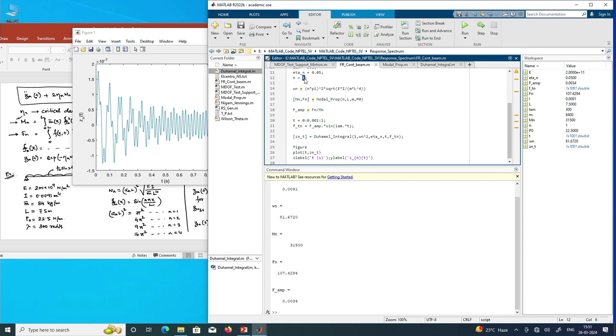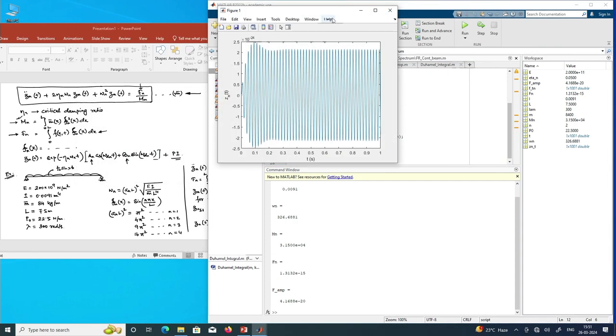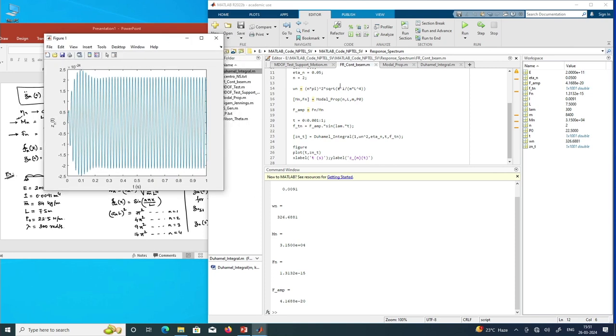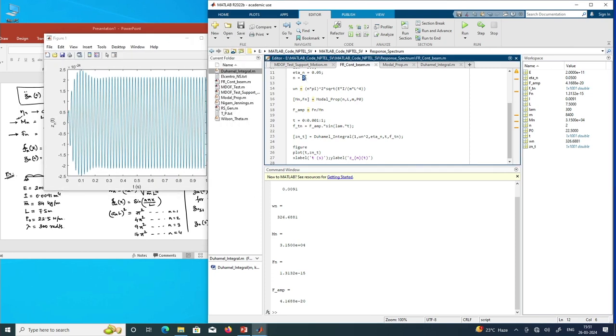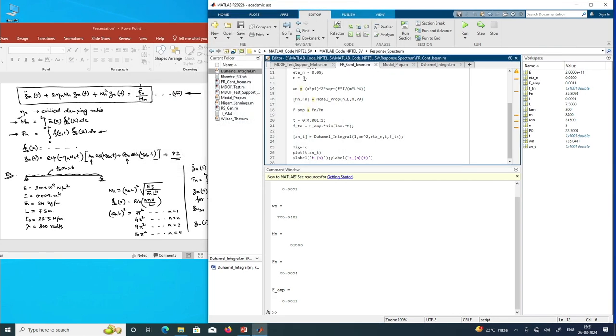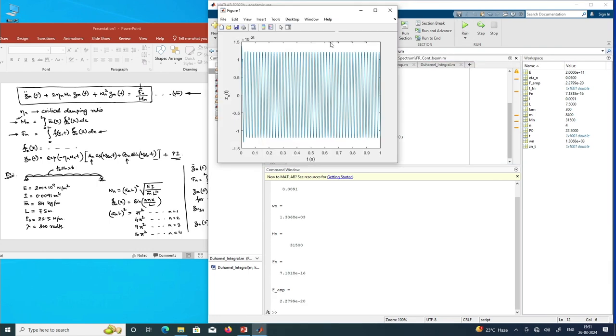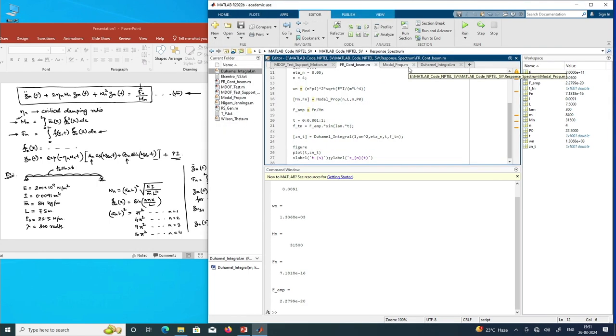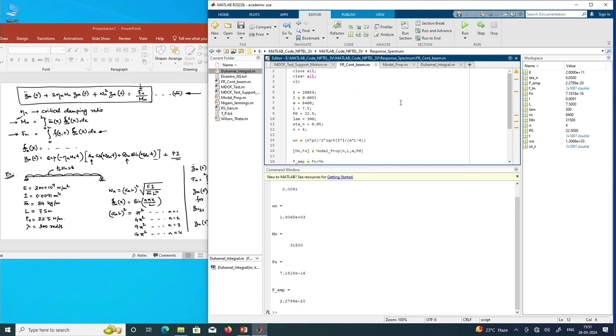Now, if we change to the second mode, we can find out the response in the second mode. Similarly, the third mode, and then the fourth mode. Okay. So, let us consider for the timing the first four modes. And then finally, what we have to do is combine all of them.